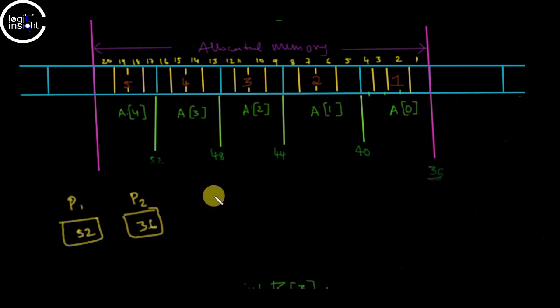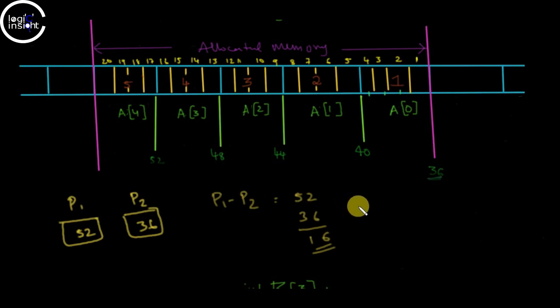What happens if I say p1 minus p2? P1 and p2 are both integer pointers, okay? Now if I say p1 minus p2, I can say 52 minus 36. If I subtract these values, I'll get 16. So what does this 16 represent? You can see 36 here, 52 here, and in between there are 16 bytes, right?